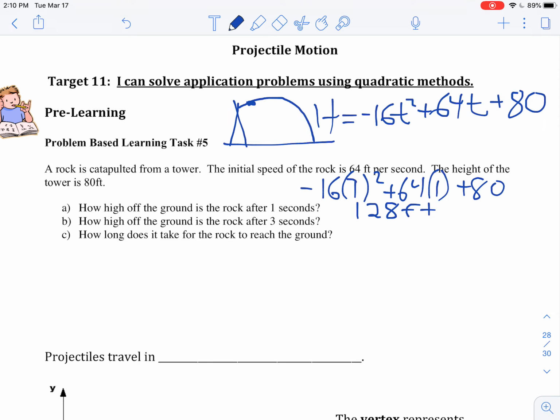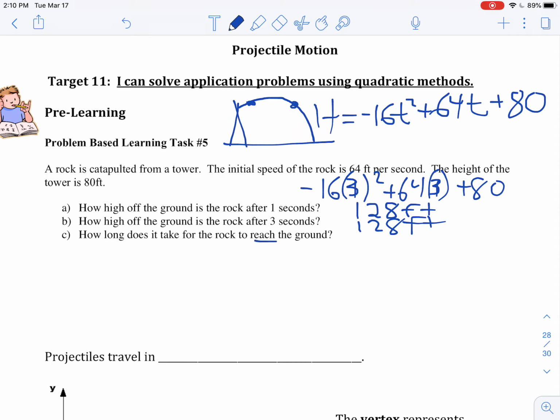And I'm going to go ahead and plug in 3 seconds. I'm going to change that 1 to a 3, type that in my calculator, and I also get 128 feet. Now, does that mean that the rock was 128 feet at 1 second, 2 seconds, and 3 seconds? No. 1 is on the way up and 1 is on the way down. So at 3 seconds, it's also at 128 feet.